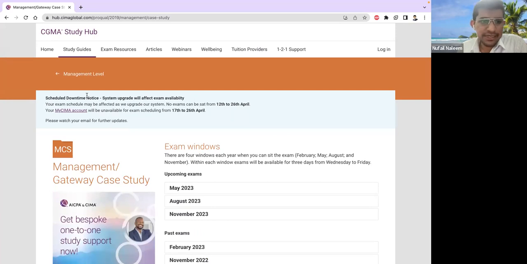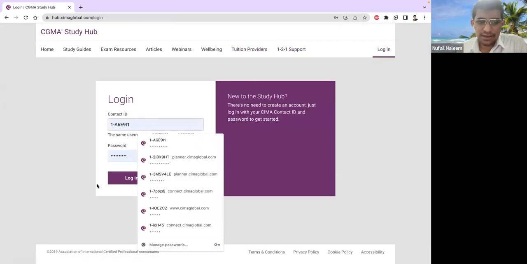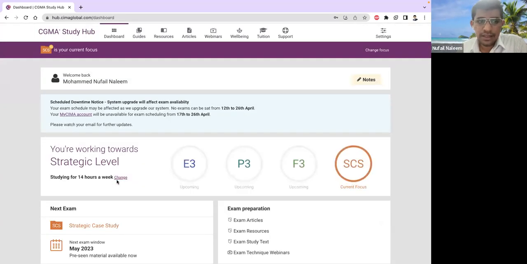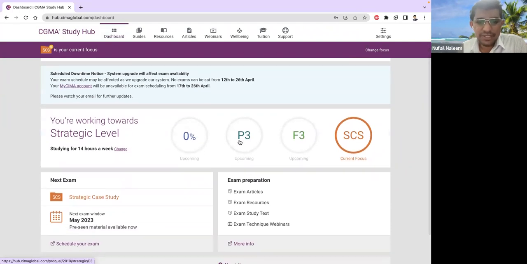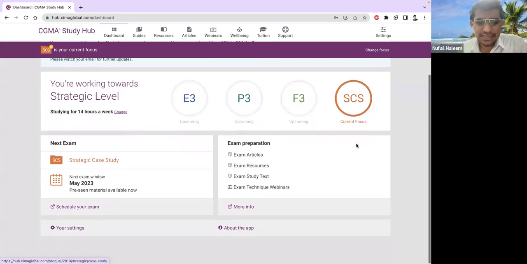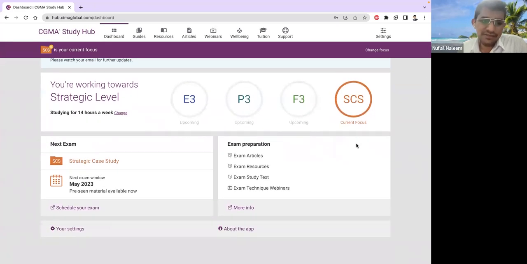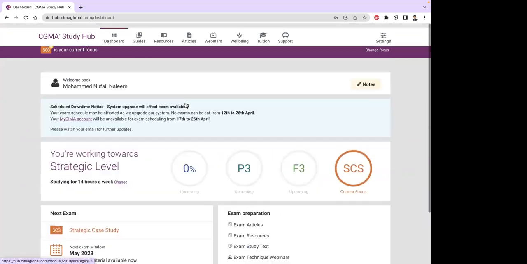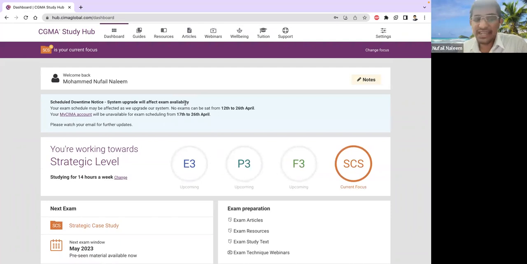Now here they are saying system upgrade will affect exam availability. That's fine. So now just for login, I'll log in to my account. Now, if I log in, students, the only thing I have is my dashboard. In my dashboard, it shows 0%, 0%, 0%, like that. So this will only get affected. Is that fine, doctor? I don't have anything like this, so it's fine then. Only this will get affected.